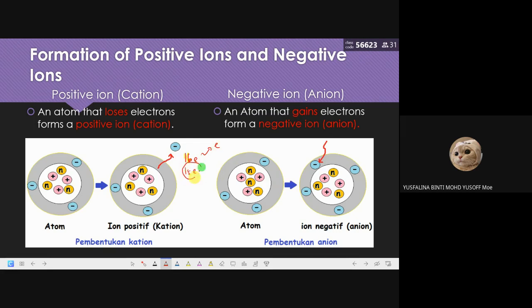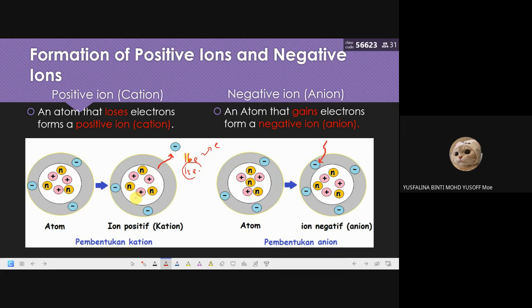So since it lost one electron, the atom we call the positive ion, or cation. For the negative ion, the atom that gains an electron, we call it a negative ion. Any atom that receives an electron will have more electrons than protons, so it will be charged negative, and become a negative ion or anion.